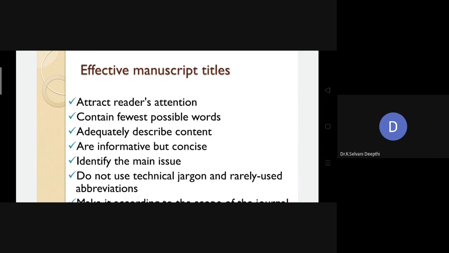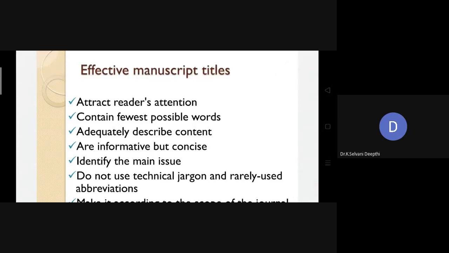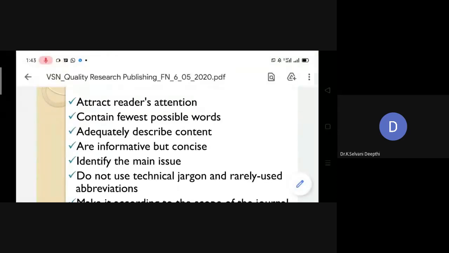Another thing, attract readers' attention. Very, very important people for us researchers are readers. If there are no readers, there is no need for an article. So if many people are going to read your paper, only then is the purpose served. So contain the fewest possible words. Don't make long titles. I will explain with an example. Adequately describe the content. It should describe mostly the entire content of the paper.